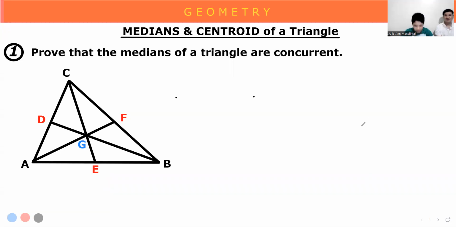Hi, Josh. You'll be proving three problems about medians and the centroid of a triangle.